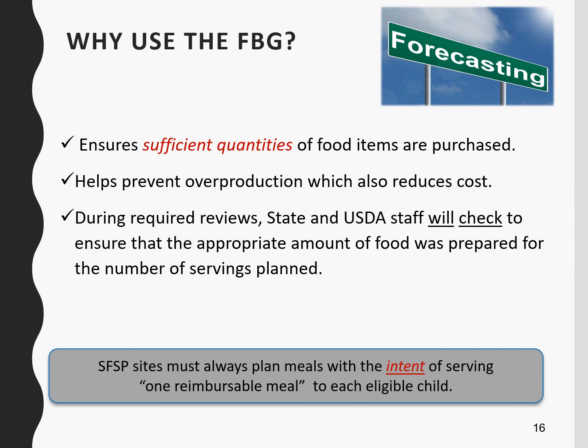We use the Food Buying Guide to ensure that sufficient quantities of food items are purchased. It also helps prevent overproduction, which also reduces your overall cost. During required reviews, state and USDA staff will check to ensure that the appropriate amount of food was prepared for the number of servings planned. SFSP sites must always plan meals with the intent of serving one reimbursable meal to each eligible child.